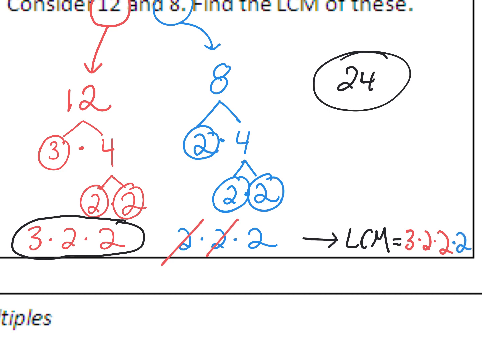So if I multiply 3 times 2, I get 6. Times 2, I get 12. Times 2, I get 24. I got my answer.